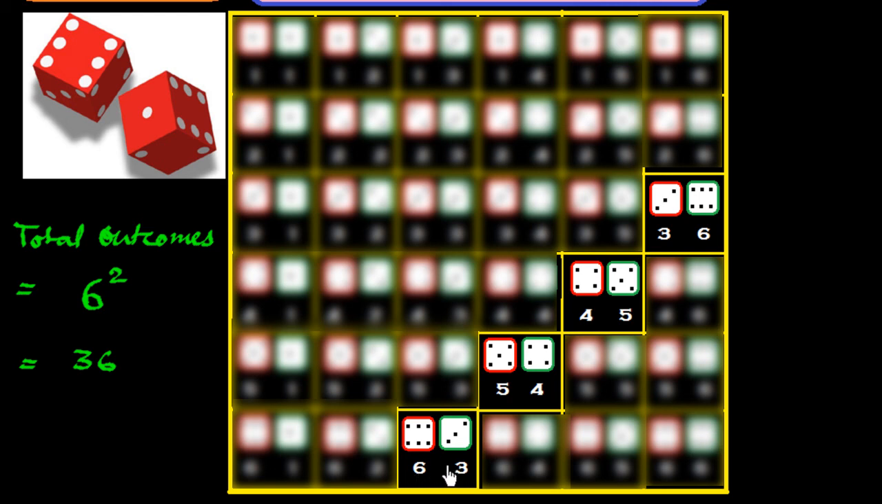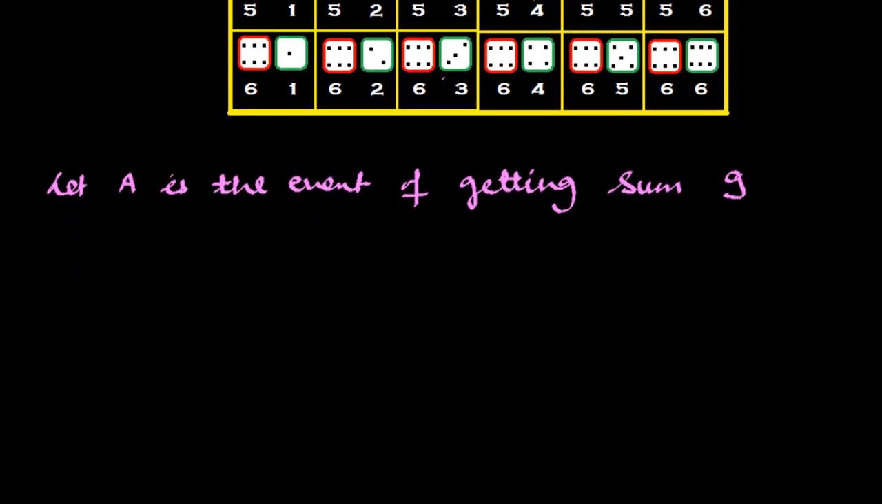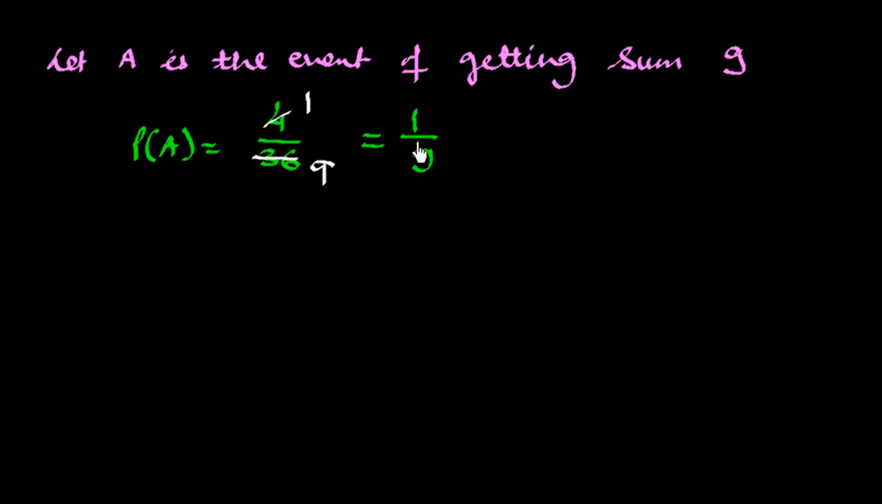So how many favorable outcomes are we getting here? 1 2 3 4. 4 favorable outcomes we have. So probability of A is 4 over 36 because total outcomes are 36. So we get finally 4 ones are 4, 4 nines are 36, so we are getting the probability 1 over 9 for getting the sum 9. If we have to find out the sum 6, let us see another experiment.